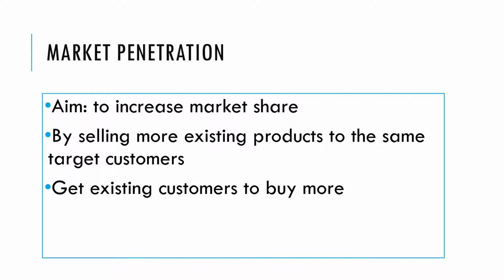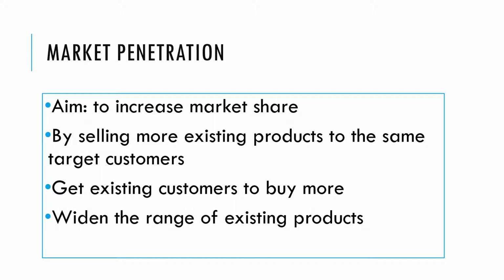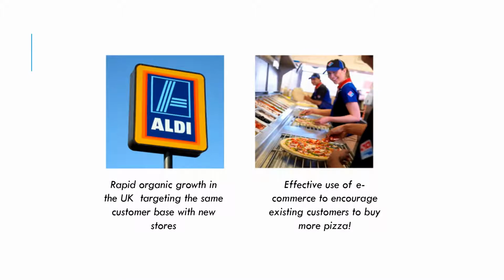So we try and think of strategies here to get existing customers to buy more. Or maybe we widen the range of existing products. Examples might be when we look at budget supermarkets. Aldi, for example, have grown rapidly in the UK. The stores are the same. It's not like they've got a different range of stores. It's not like they're targeting different customers that are already selling in the UK. They've just tried to increase their market share. And so that would be a strategy there of market penetration, penetrating deeper into the market, getting more customers.